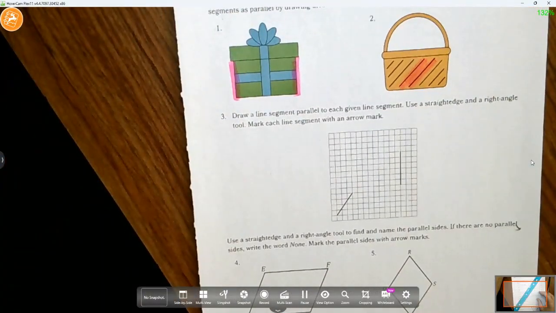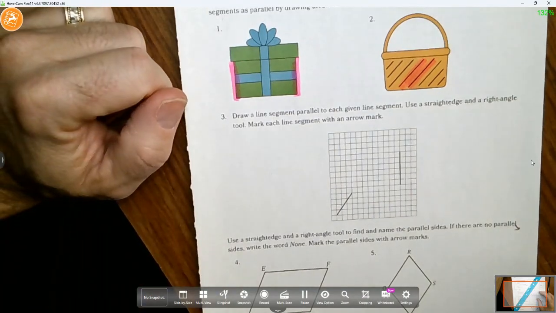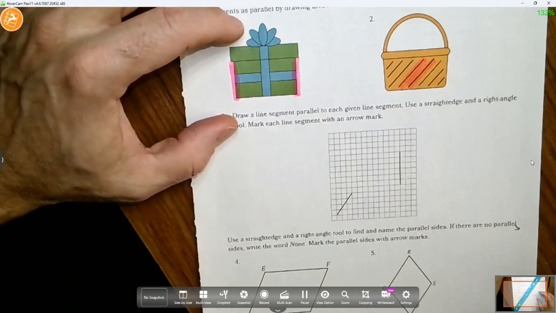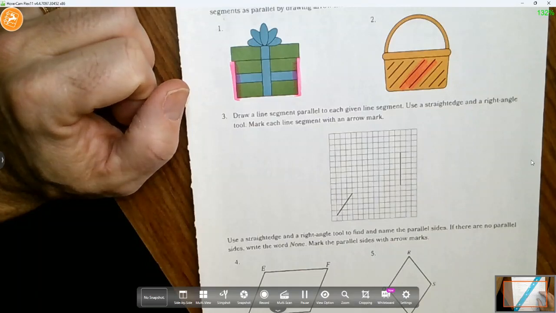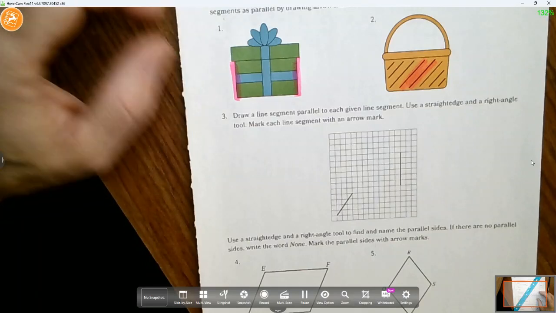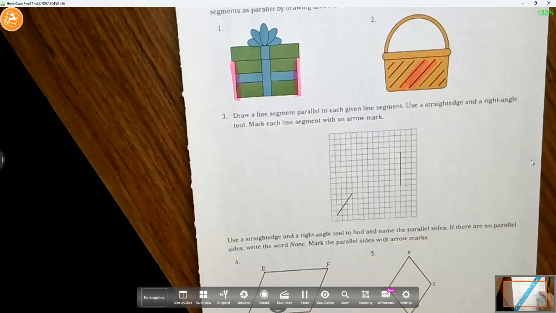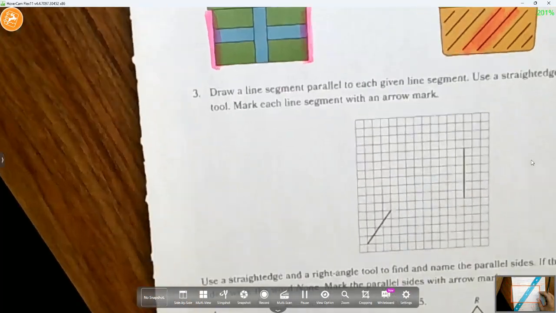Number 3 says, draw a line segment parallel to each given line segment. Use a straight edge and a right angle tool. Mark each line segment with an arrow mark. All right, so we got to draw them. And this is where sometimes it gets a little tricky because you're trying to draw these exact parallel, but use little things to help you. You're given a grid paper here, right? So let's zoom in a bit.